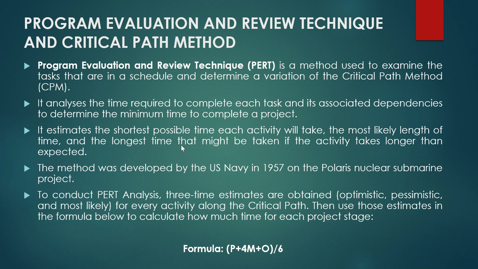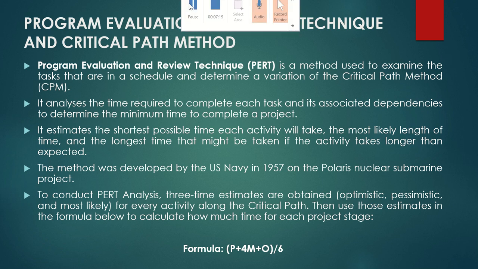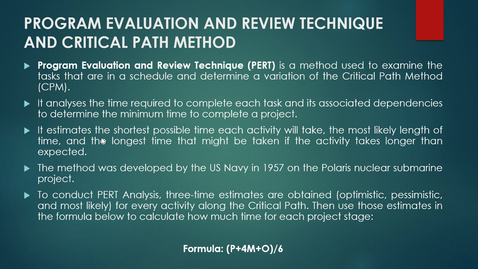It estimates the shortest possible time each activity will take, right? So this method tells you the shortest possible time an activity will take, the most likely length of time, and the longest time. So here we are talking about 3 types of time. As I told you, the very important part of networking technique is assigning time to each and every activity. Without assigning time to each and every activity, this method is of no use. But how do they calculate time? How do they consider this time?